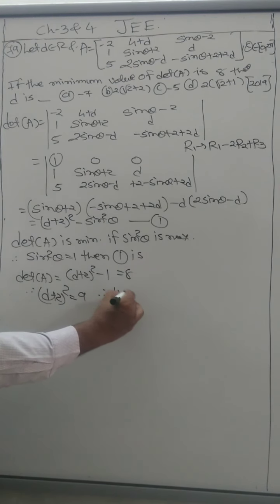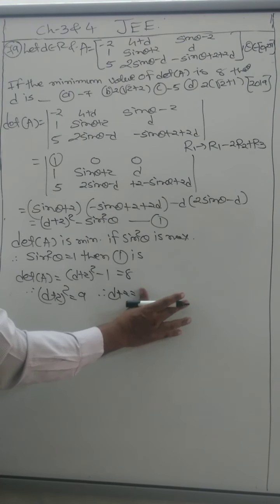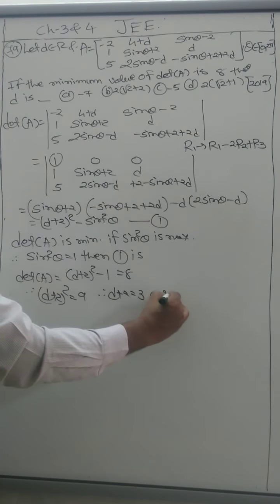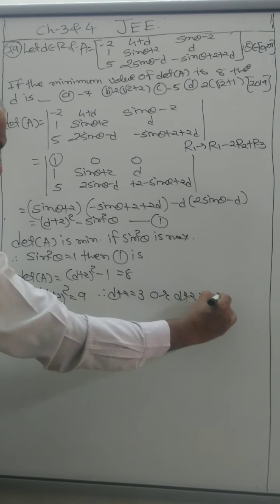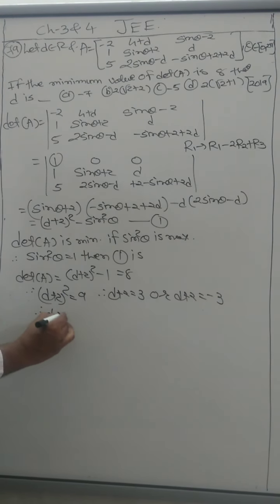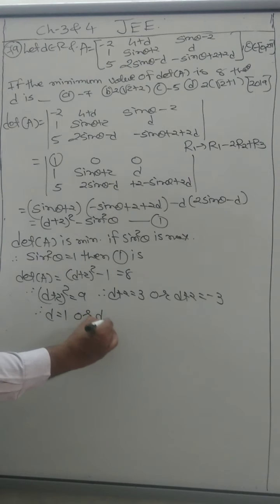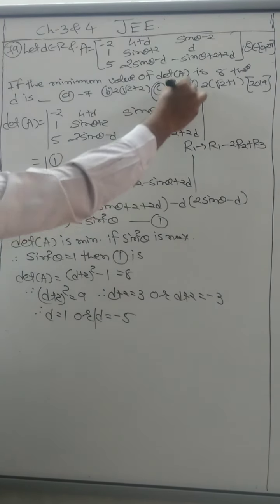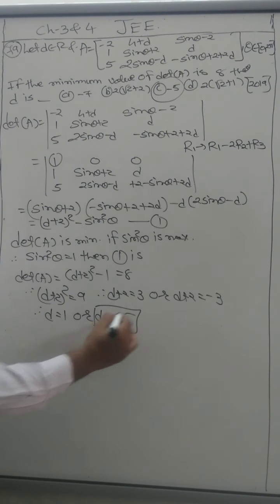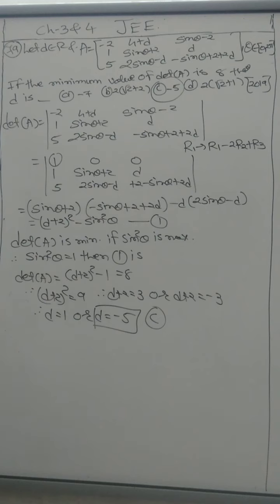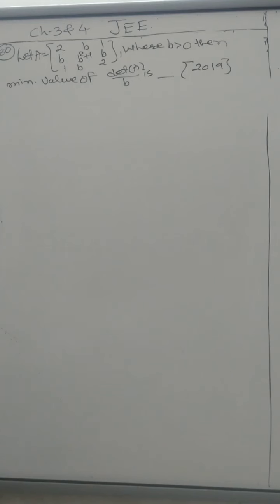Therefore either d + 2 is 3, or d + 2 is −3. Okay, therefore d is either 1 or d is −5. So we have −5 as the correct answer. C is the correct answer of the statement. Okay, now we go for the next.